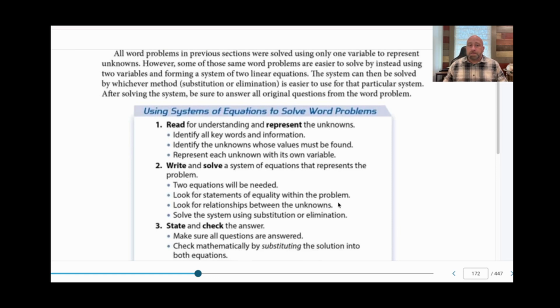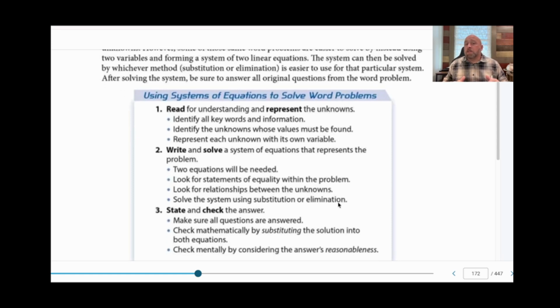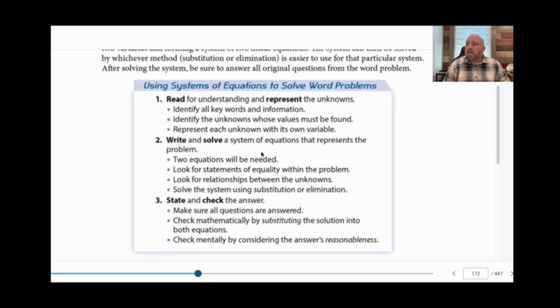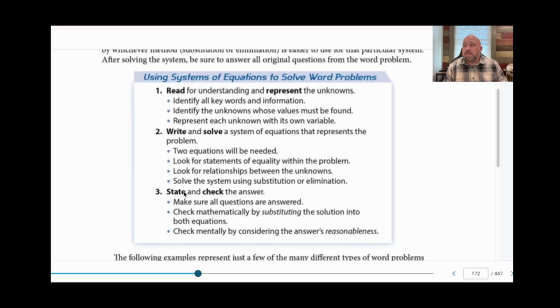So here's what we want to do. And we've been going through these all year. We've been getting to word problems. Number one, we want to read it for understanding. We want to try to figure out what it's saying, right? And then we want to represent the unknowns. Now, in these ones, there might be multiple unknowns, and so we have to make sure that we get all the keywords, we identify everything that we're looking for. Number two, write and solve. So then we're going to write our equations out, and then we're going to work through solving our equations. And then lastly, we are going to state and check the answers.